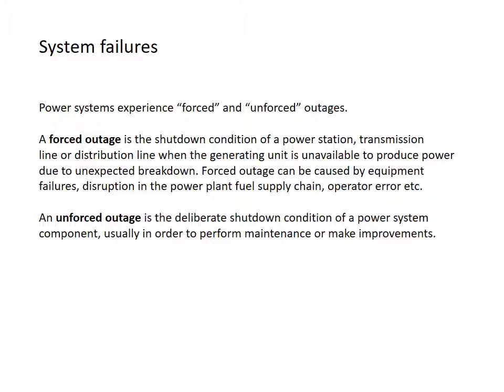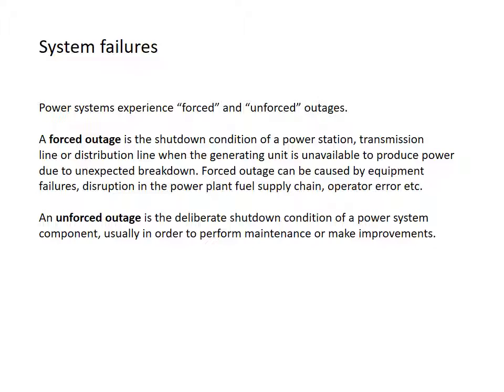Sometimes those failures are forced, and that means that a power station or a generator or a transmission line or distribution line is unavailable to produce power or transmit power for unexpected reasons. In other words, we didn't see this coming, and this can be caused by equipment failures, disruption in supply chain, operator error, weather, climate, and other sorts of random events.